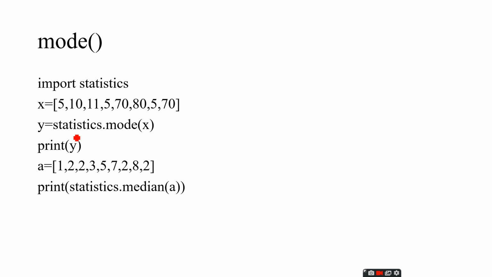Next is mode. Mode is used to find the value that has the maximum number of occurrences. So see, x is 5, 10, 11, 5, 70, 80, 5, 7. Here 5 occurred maximum. So y equal to statistics dot mode of x means y points to 5. 1, 2, 3, three times 5 occurred. So print y, the answer will be 5.